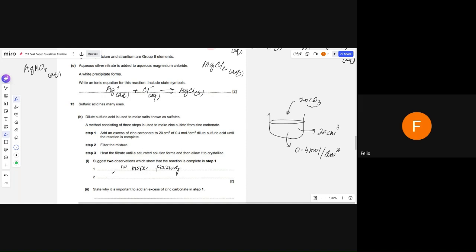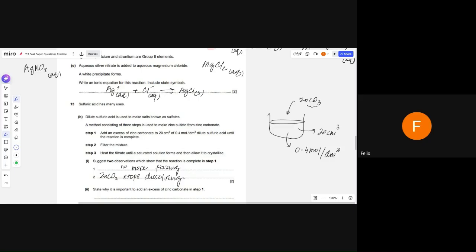And the second one will be that once all the acid is consumed, if you add more zinc carbonate in the beaker, it will stop dissolving, right? It will stop disappearing. So we say that a white solid remains, or we can say that zinc carbonate stops dissolving. You can write the name, no need to write the formula. So zinc carbonate stops dissolving. I hope this is clear. So we move on to the next question.